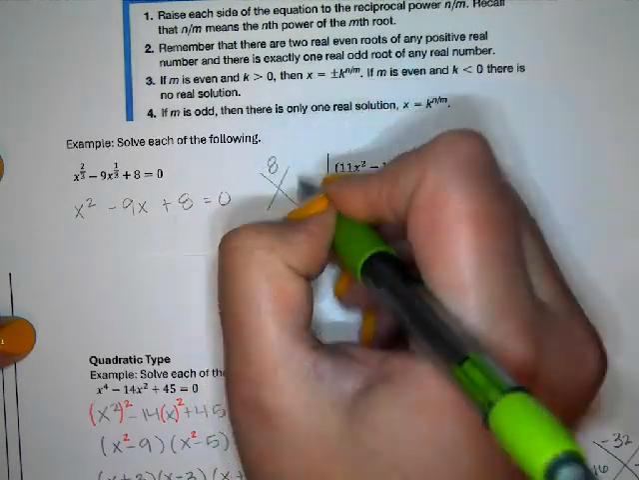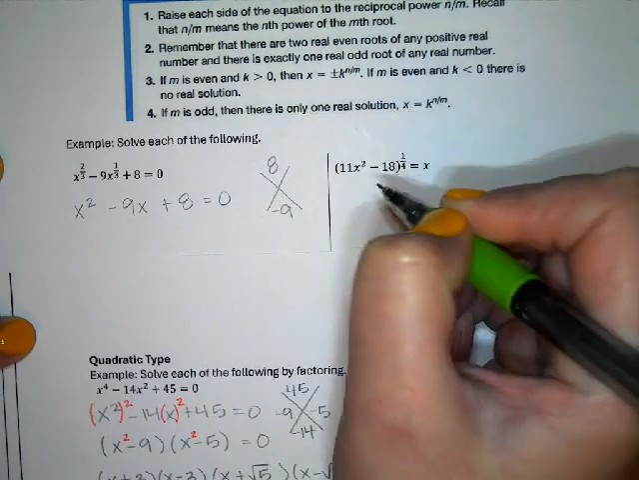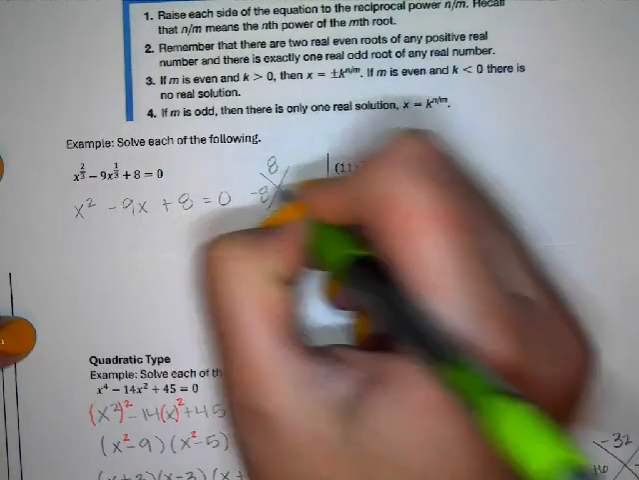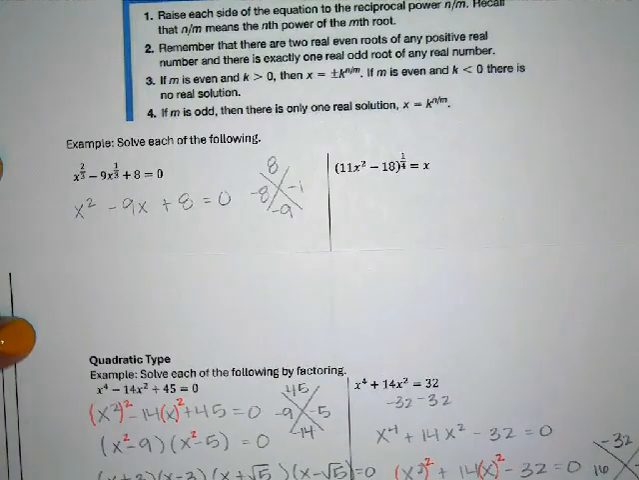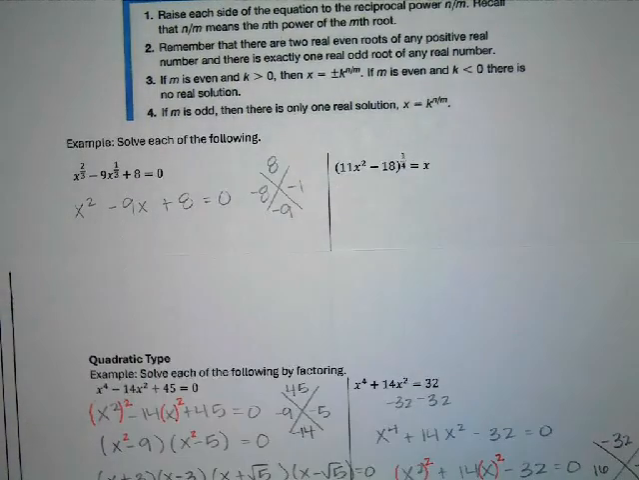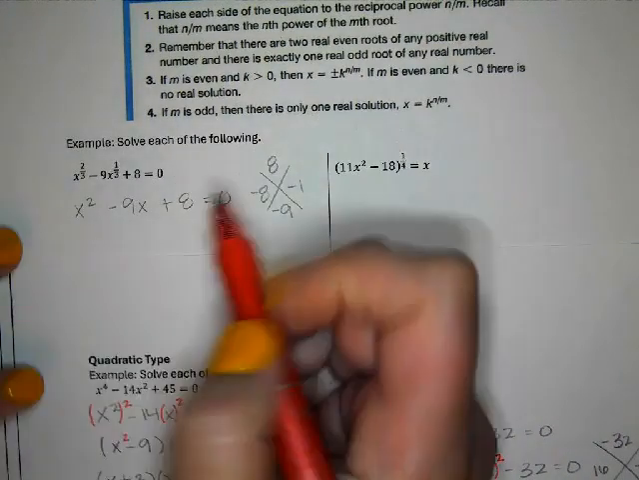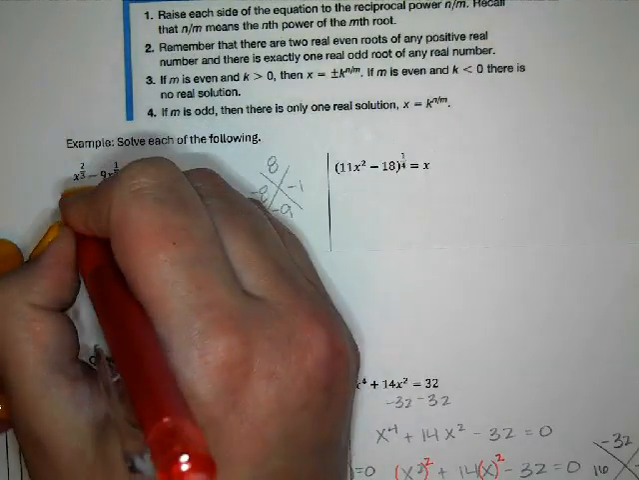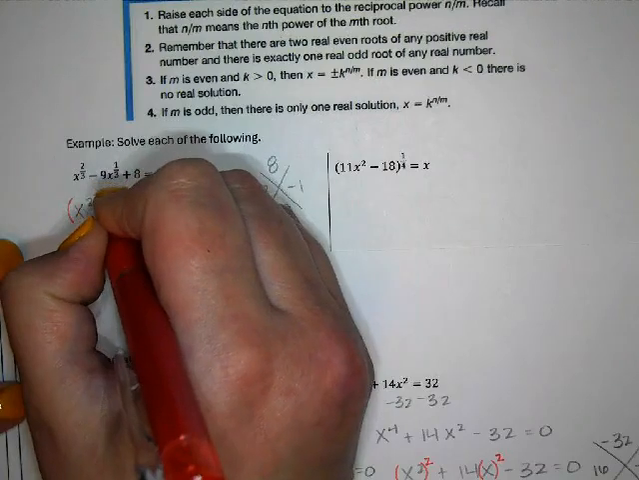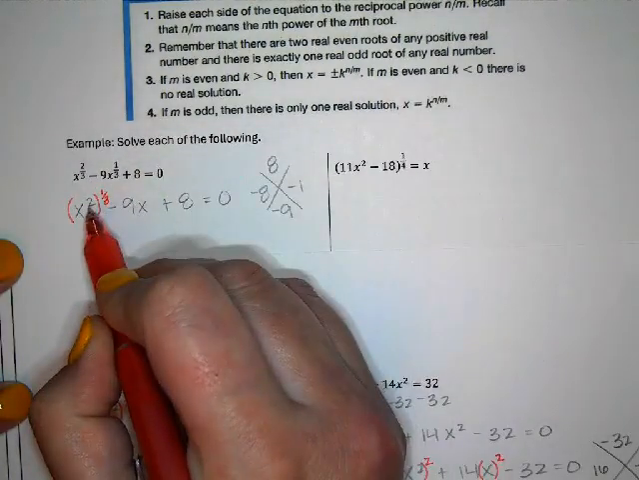So if I look at this problem, the way that they must have gone from here to here is they took this and they raised it to the 1/3 power. 2 times 1/3 is 2/3. They took this x and they raised it to the 1/3 power. That's just 1/3.